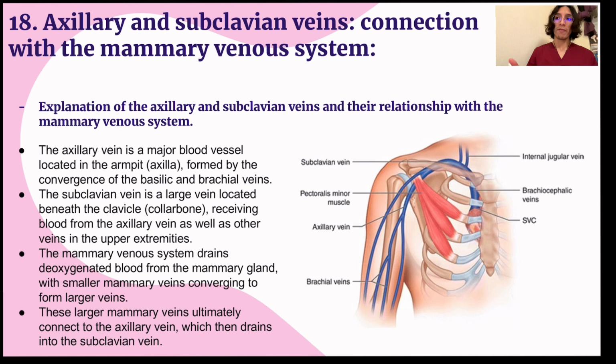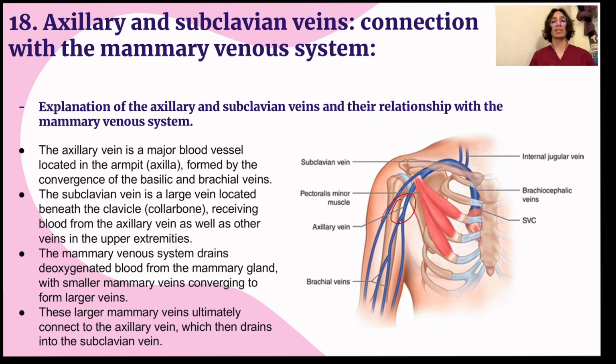Axillary and subclavian veins connection with the mammary venous system. The axillary vein is a major blood vessel located in the armpit, formed by the convergence of the basilic and the brachial veins. The subclavian vein is a large vein located beneath the clavicle, or collarbone, receiving blood from the axillary vein as well as other veins in the upper extremities.